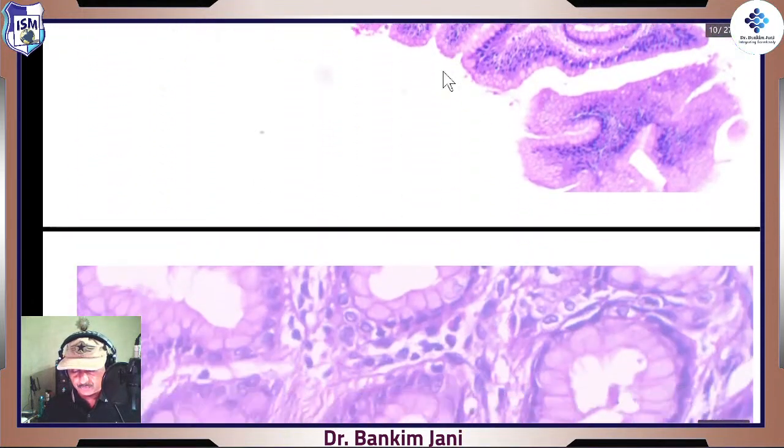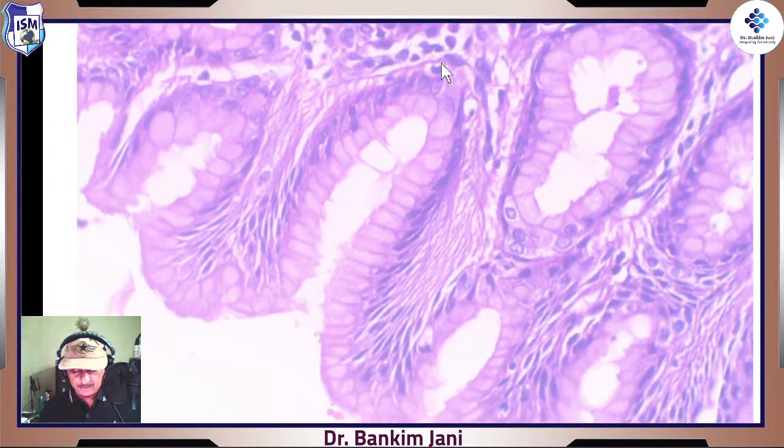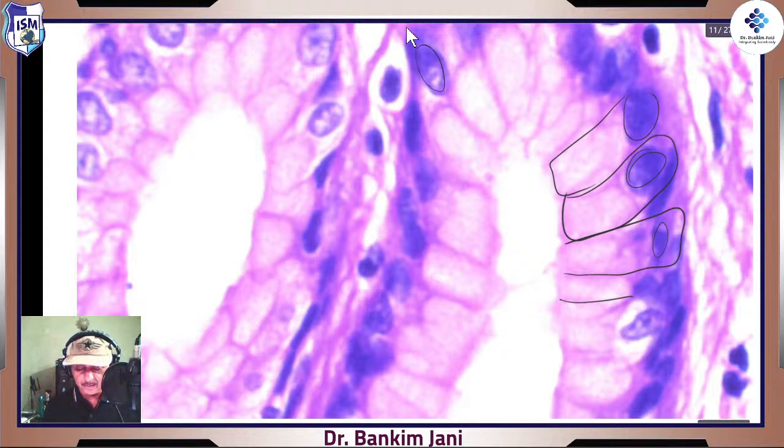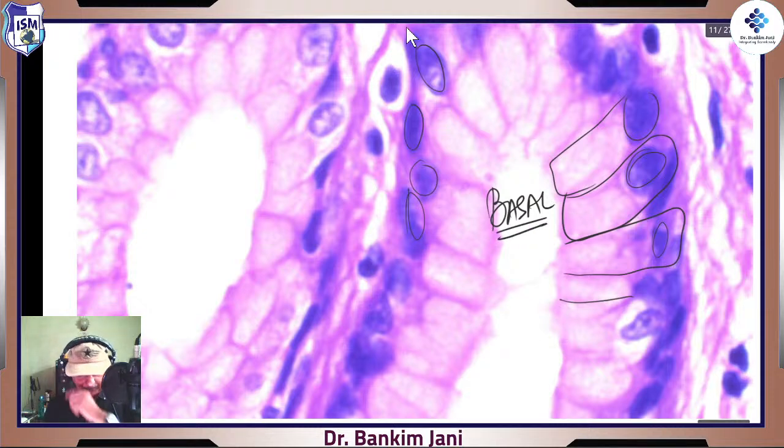See, as we go down, here it is. See how nicely they are arranged, but their pattern is slightly different. And here is a complete zoom. We understand that yes, that's one cell, this is another cell. Their nuclei are not that prominent, but still the size of the cell is big. And these nuclei are also quite big. But all these nuclei are basal nuclei, towards the base. But definitely, from the shape itself, we understand that this has to be a columnar cell.